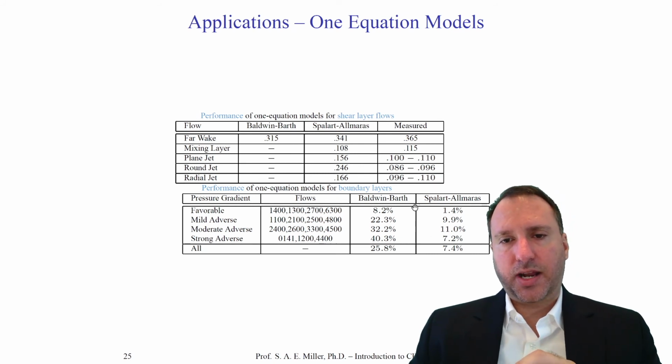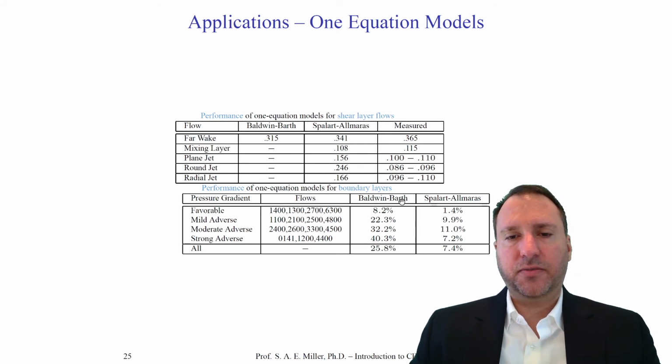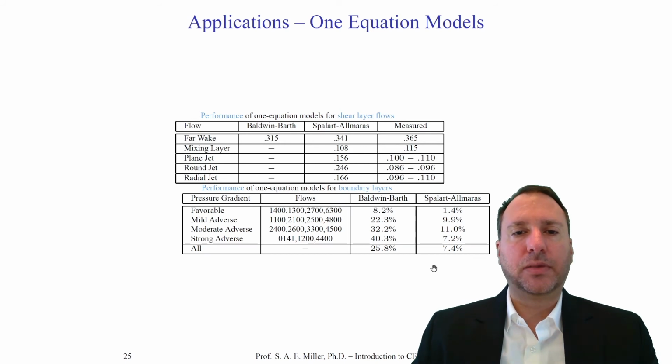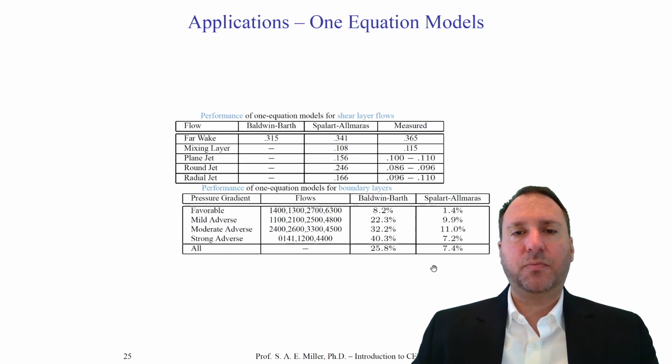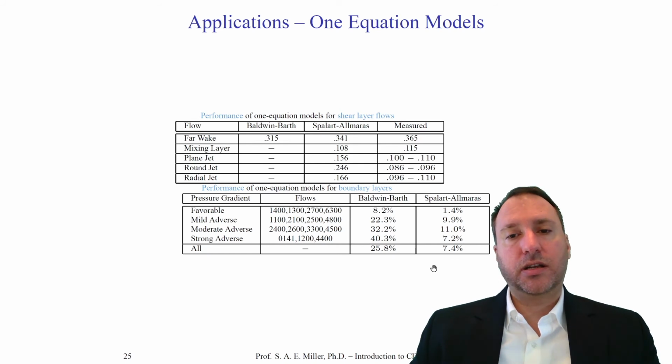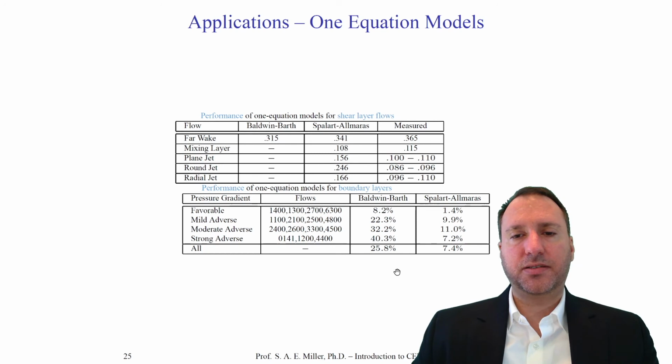Now here's the percent error for both these models. You can see if we add up the error, average the error for Baldwin-Barth and Spalart-Allmaras, you get 25.8 versus 7.4. These are the type of comparisons one makes with the so-called one equation or two equation or all kinds of different models. There's many interesting competitions where people try and compare their turbulence closures to find particularly the best one for particular flows. Ideally, you want to create a single turbulence model which is predictive and has low error for all flows, but this is often very difficult to do, and people have spent their lives trying to create these types of models.